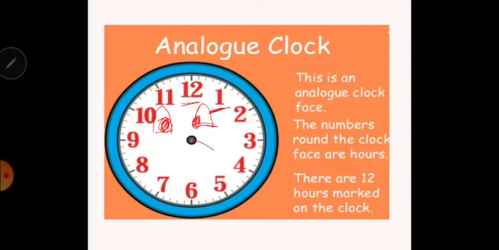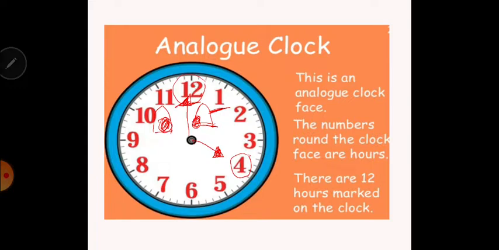If my short hand is on 4 and the long hand is on 12, I can read the time. The small hand always says the number. It will say 4, 4. And the long hand, when it reaches number 12, says o'clock. So my time is 4 o'clock.